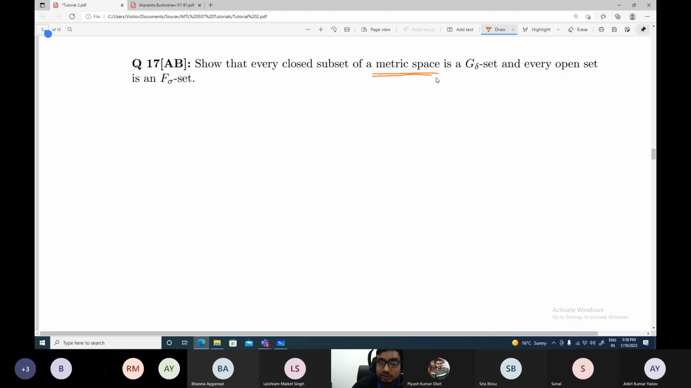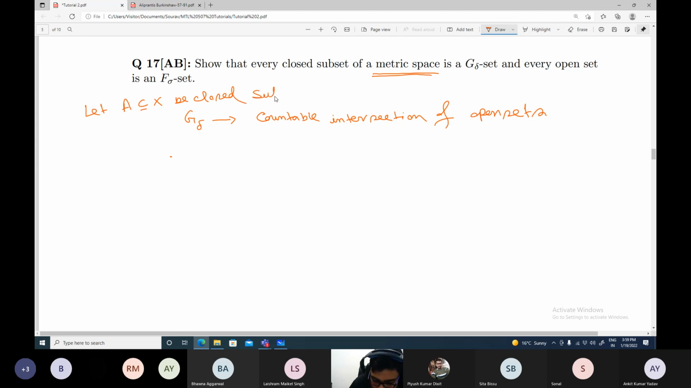Actually, this is a construction type problem. So what is a G delta set? Countable union or intersection? Intersection, yes. Intersection of open sets. Okay. So the next one is, you have to prove that. So let A be a closed subset of X, and we are taking the metric space as X comma D.